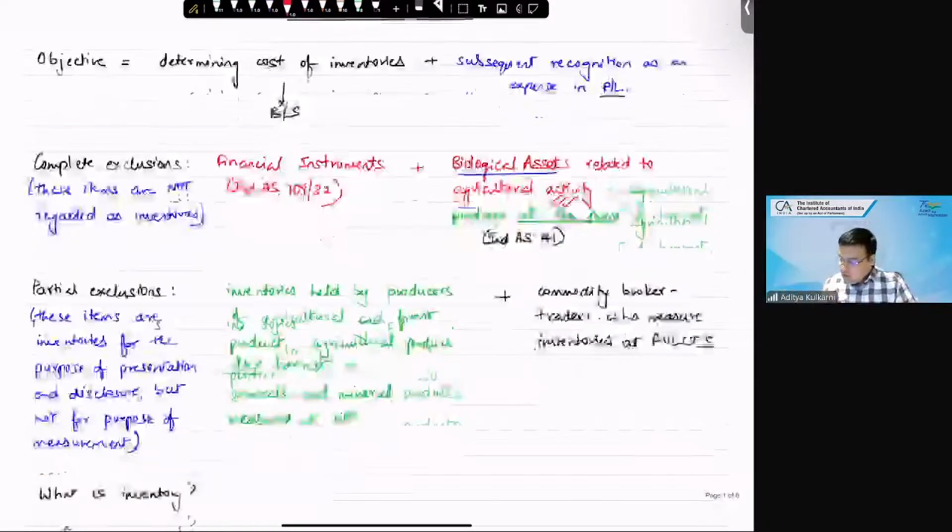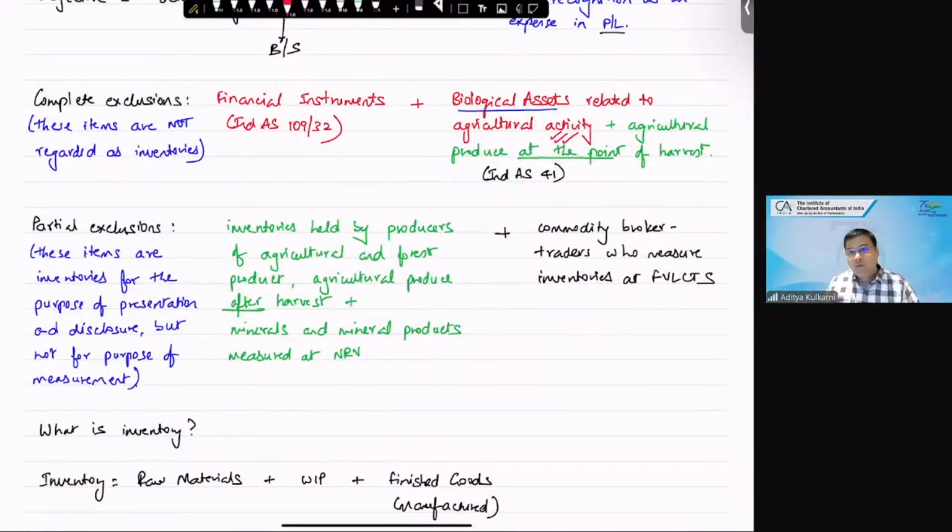Now let us look at the partial exclusions and you will understand this example better. Partial exclusions means these items are inventories. They will be disclosed under inventories. But when I talk about disclosure under inventories, it will only mean presentation and disclosure, but measurement is governed under other standards. And in this category, we have two types.